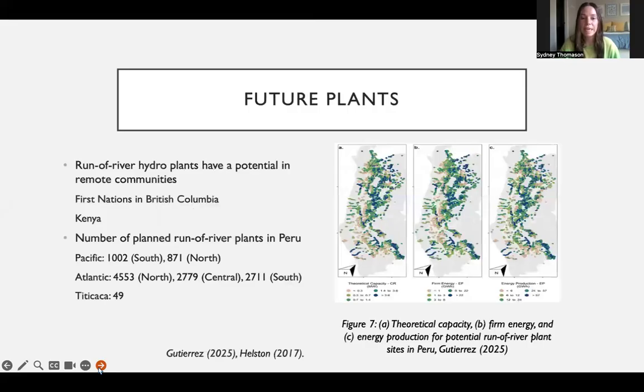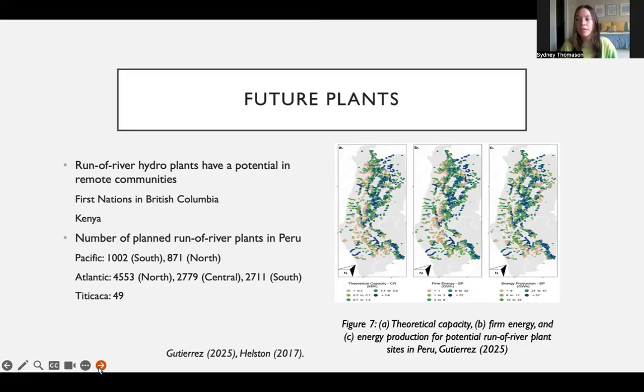So some future plants, just to talk about quickly. So remote areas are starting to have higher benefits of run-of-river plants, as they allow for a local energy source that doesn't require the installation of these big, massive transmission lines to move this energy around. So to install common transmission lines in remote communities would cost a significant amount of money and produce additional greenhouse gases localized in that area.